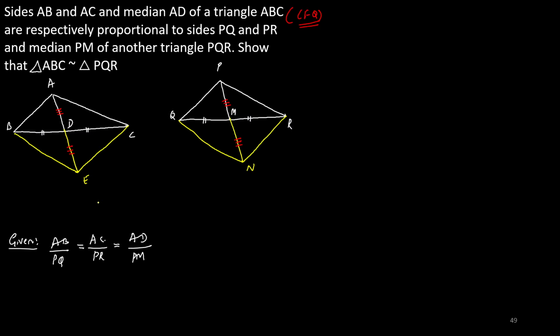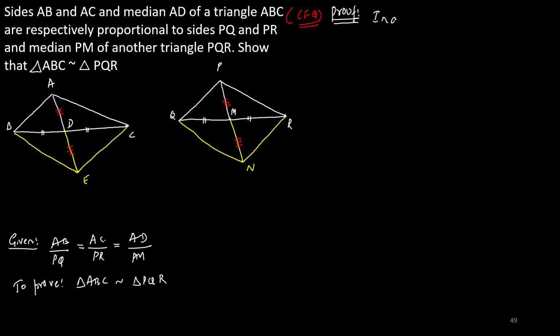So now what I do here is look at this very carefully. Now to prove what I am supposed to prove: triangle ABC is similar to triangle PQR. I am supposed to prove this. Clear? So let us start with the proof.